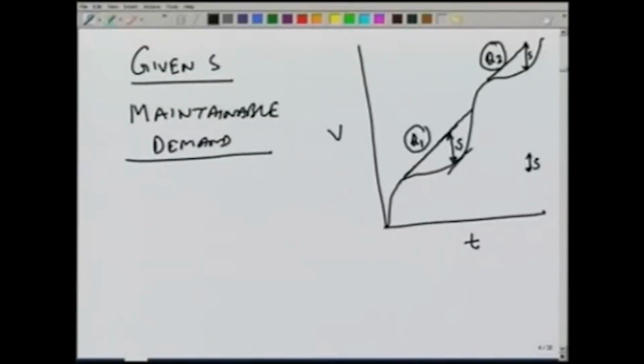Now, the procedure of finding out this Q1 involves a little bit of trial, because this point at which we are drawing the tangent is not fixed, and we have to adjust the Q1 line, so that this storage available is exactly equal to the given storage S. But the way we do it is do it for all the values and find the minimum of the Qs, that will be the maintainable demand.